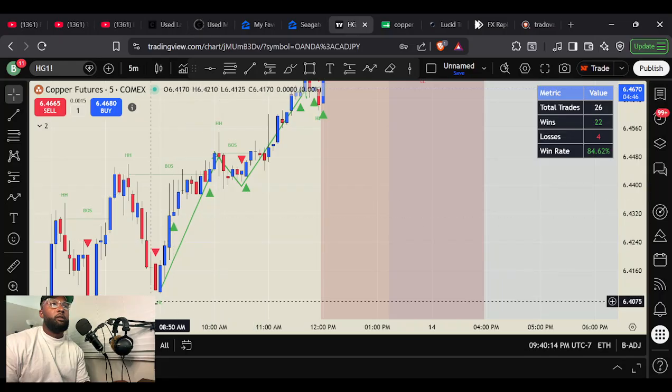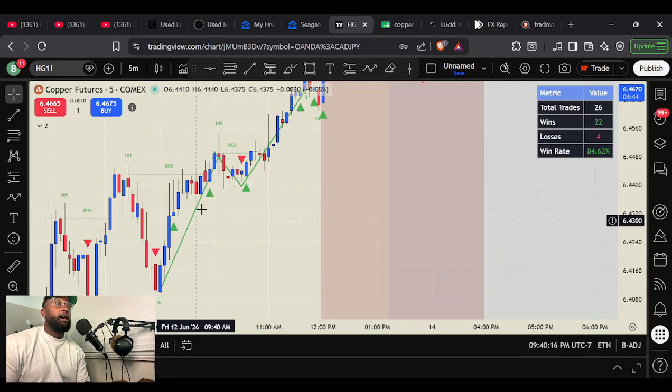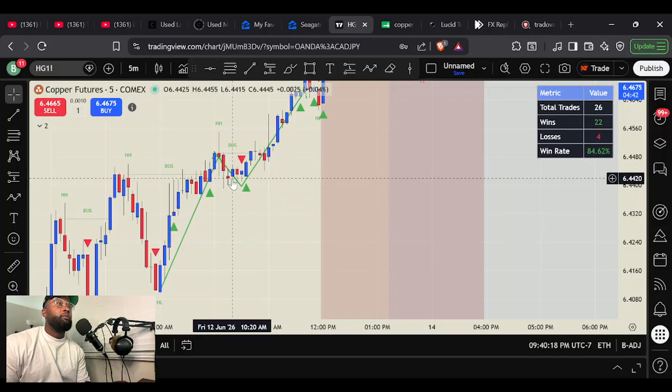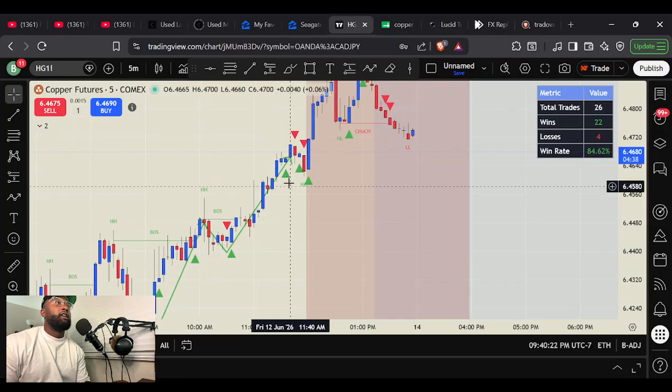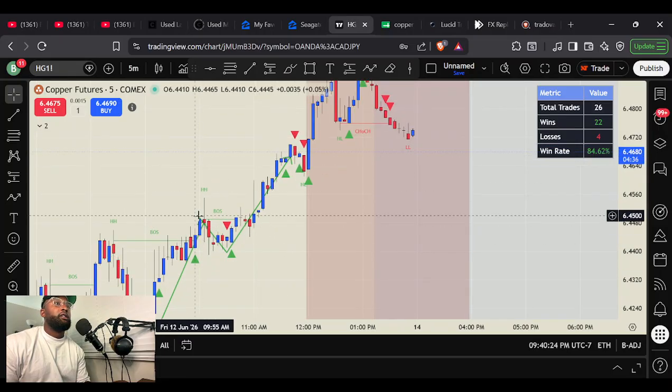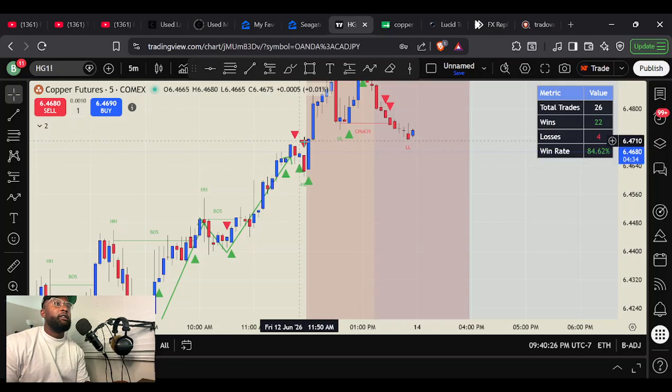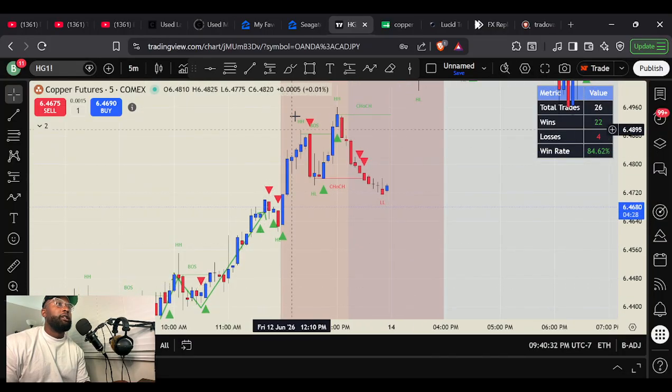So we got the lower high followed by the higher high. Pull back to create the lower high, then we have the higher high here. So we broke this prior high with this move, and that created the break of structure, which we have here. We have another small one here.